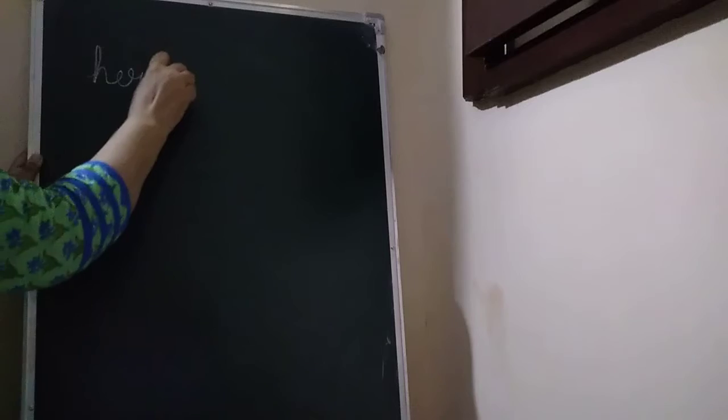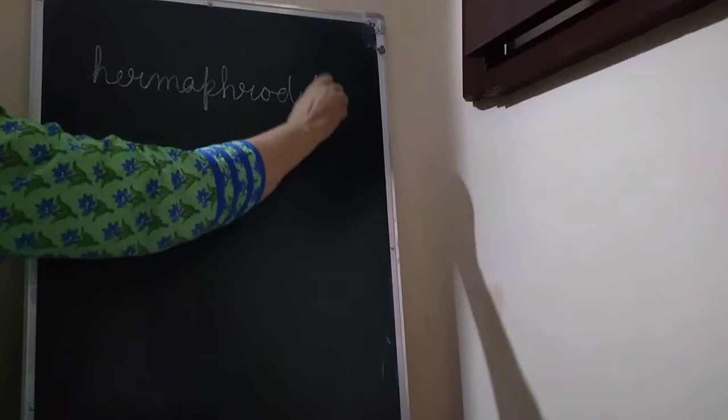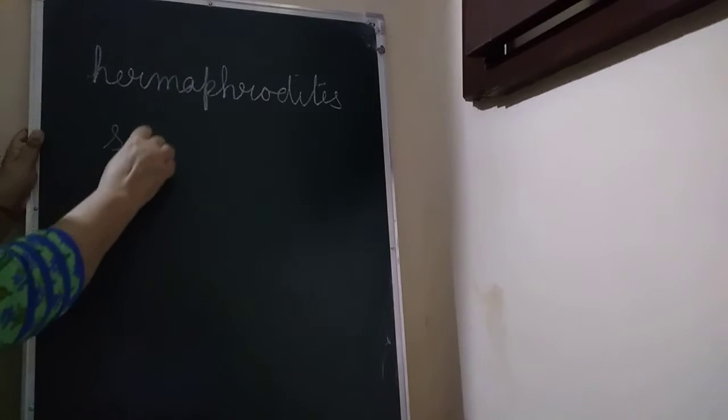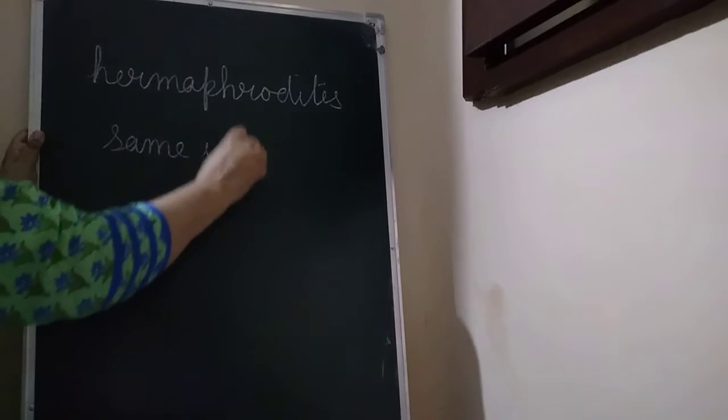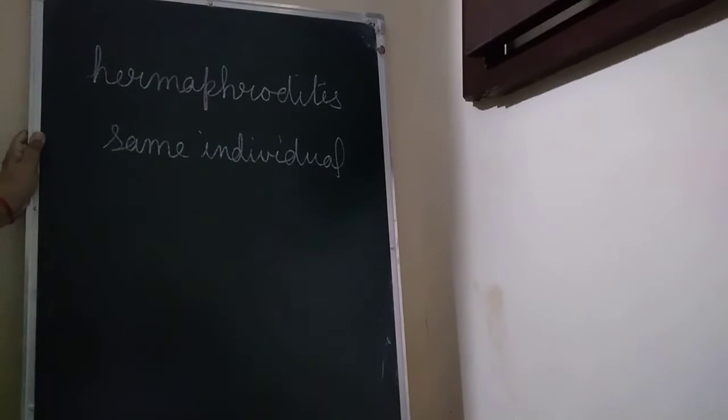Now, the next one is about hermaphrodites. In this case, children, in earthworms and leeches, both male and female reproductive organs are present in the same individual. Organisms in which both male and female gametes are present in the same individual are known as hermaphrodites.